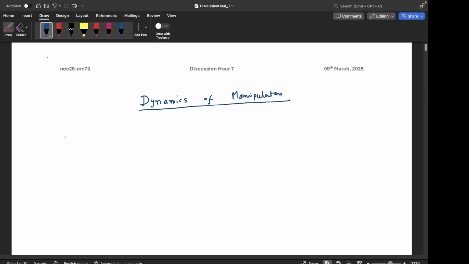So basically, what we have is the cause or the agency, something which causes a body to move. Those are our forces and torques or moments. And the outcome is the motion, that is velocity or acceleration.